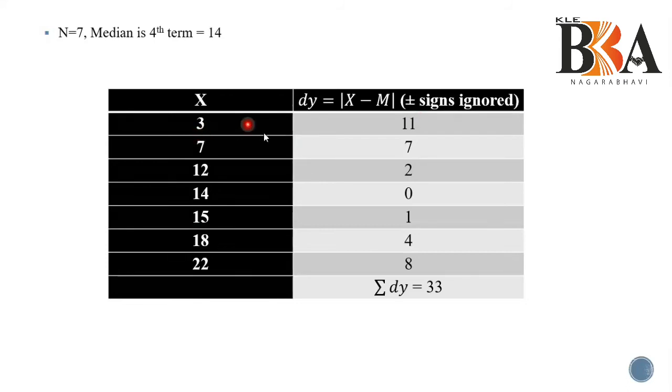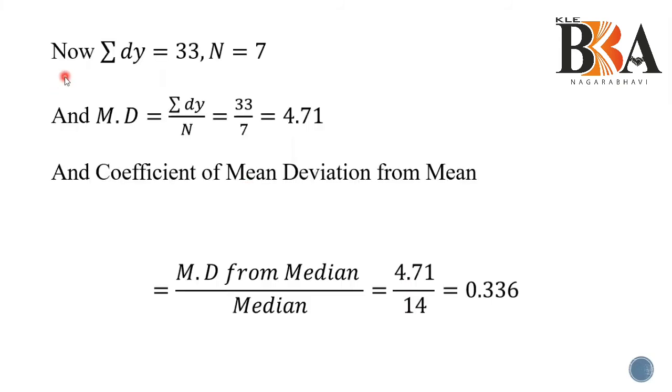So 3 minus 14, that is 11, 7 minus 14 is 7, 12 minus 14 is 2, 14 minus 14 will be 0, 15 minus 14 is 1, 18 minus 14 is 4, 22 minus 14 is 8. So get the total of it, that is sigma dy, that is 33, right? Next you have to implement it in the formula. Sigma dy we already got, that is 33. N is the total number of terms, that is 7. So mean deviation equals sigma dy divided by n, that is 33 divided by 7, which is 4.71. So we have got the mean deviation of the median.